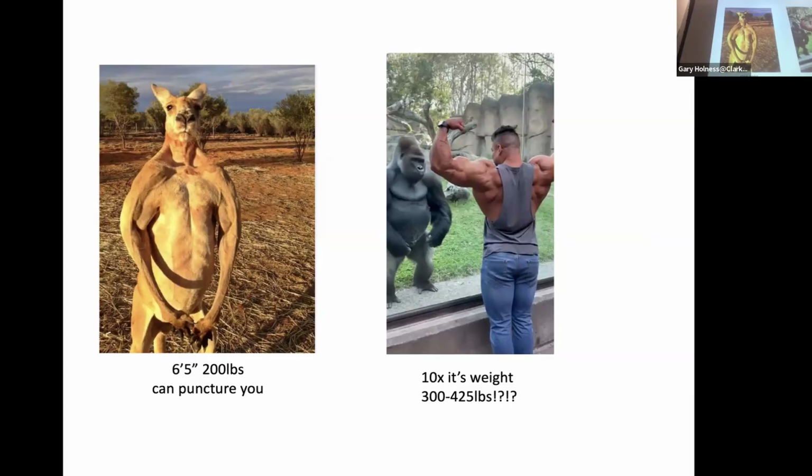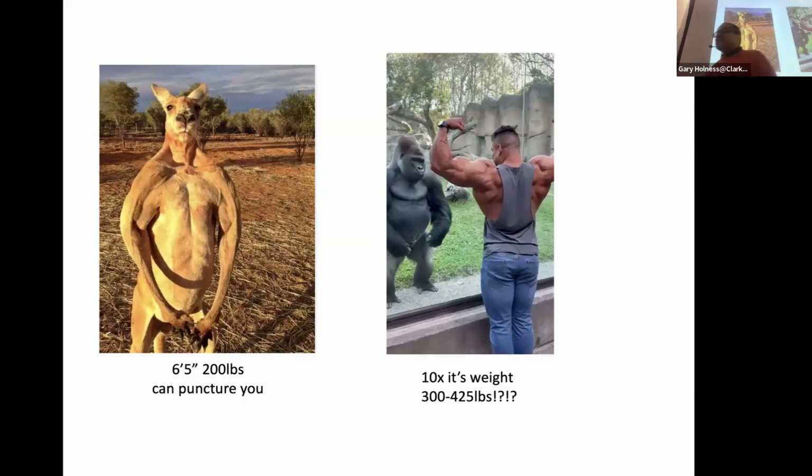Take, for example, this red male kangaroo. It looks like one of those cheesy "come at me, bro" kind of things, right? But this red kangaroo, adult male, stands about 6'5", is 200 pounds of pure muscle, and can puncture your bowels just with a swipe of its claws at your midsection. That's horrific. Now, bench pressing 786 pounds is quite the feat, but the silverback gorilla weighs about 300 to 425 pounds and can lift 10 times its weight.